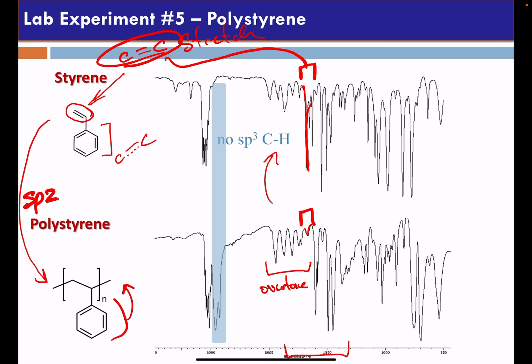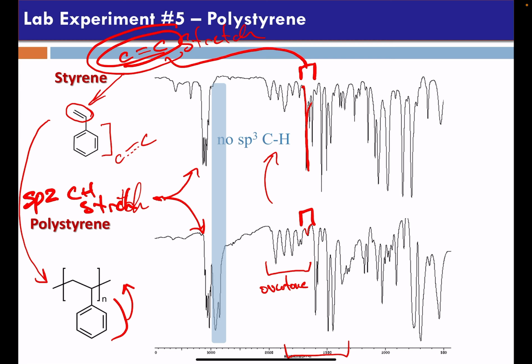Further evidence to that can also be considered here in the SP2 CH stretching. So here we're looking for that same functional group. And here you see that those signals are not found, or sorry, are only found in the top monomer, superimposed in the polymer with the phenyl groups.